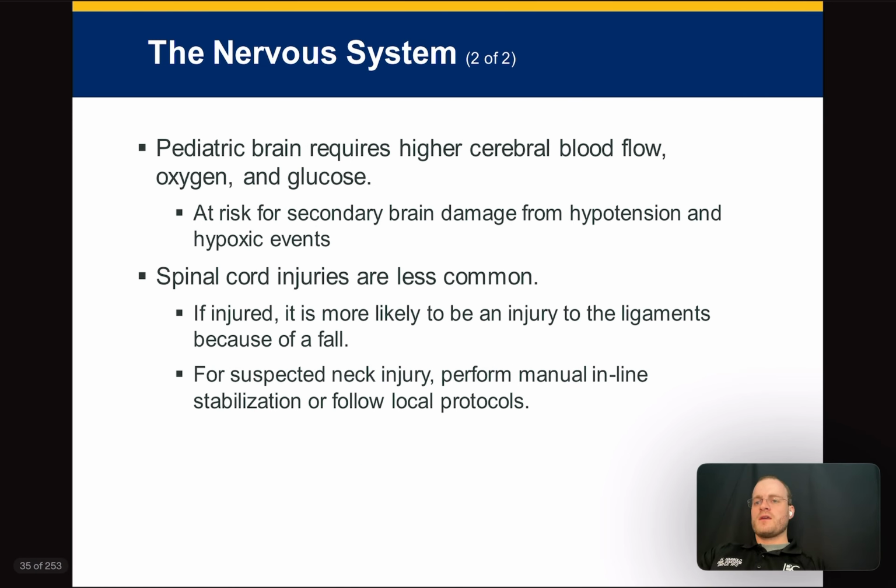The pediatric brain requires higher cerebral blood flow, oxygen, and glucose. Remember, this brain is growing exponentially. This is one of the only times the brain grows, in childhood. And so the brain is at risk for secondary brain damage from hypotension and hypoxic events.